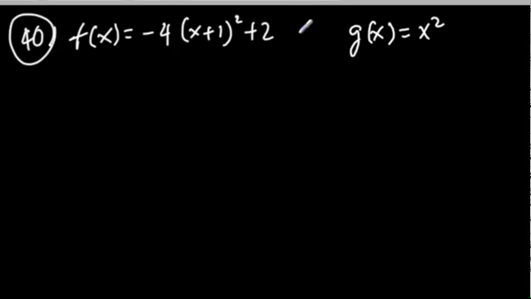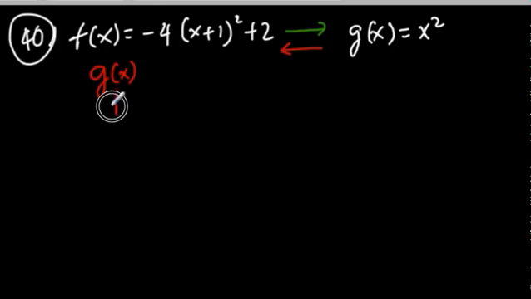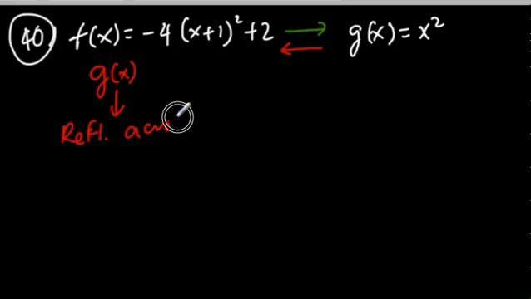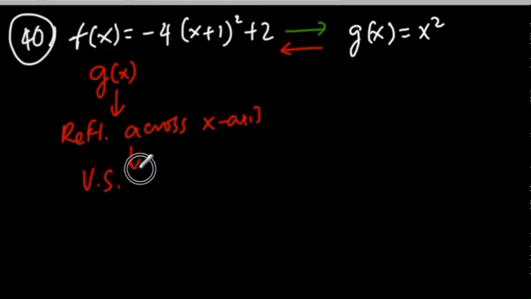So we're trying to go from f of x to g of x. But if you observe, it's actually a little bit easier if we try the other way around, going from g of x to f of x. From g of x, which is x squared, to f of x, first there's a reflection across the x-axis. Then there's a vertical stretch by 4. Then we go left 1, and then we go up 2.